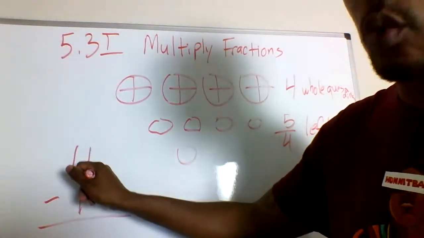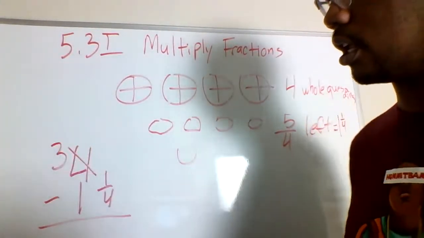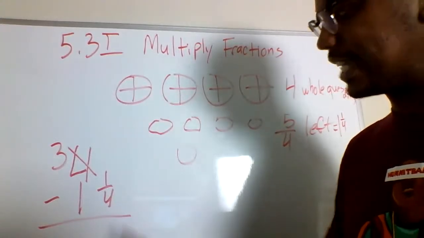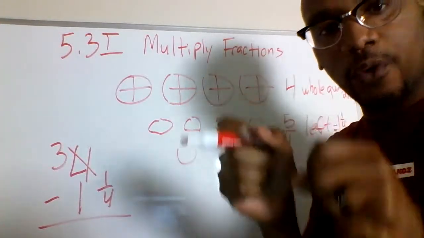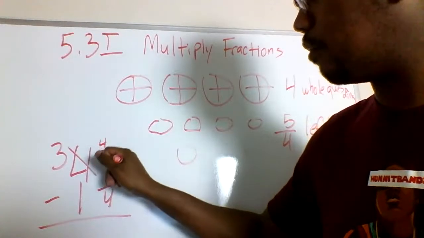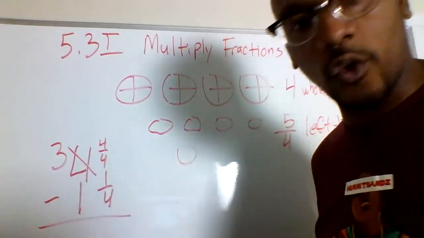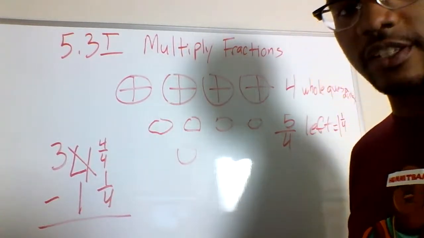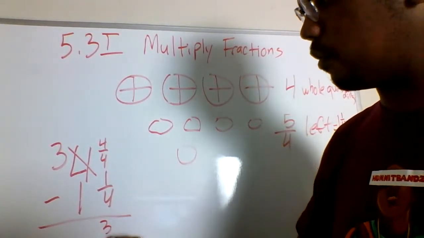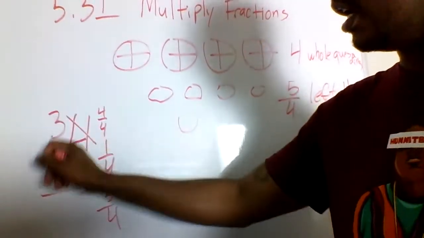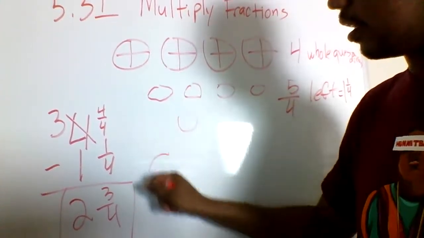So I'm gonna go next door to Mr. Wands. I'm gonna borrow 1 from him. He gonna become 3. Then I went over there to borrow because I didn't have enough fourths. So I'm gonna take that 1 whole that I borrowed and make it into fourths. Well, 4 fourths is 1 whole. So 3 and 4 fourths is the same thing as 4 wholes. Now, 4 fourths minus 1 fourth is 3 fourths. And 3 minus 1 is 2. So the answer is 2 and 3 fourths, which is C.